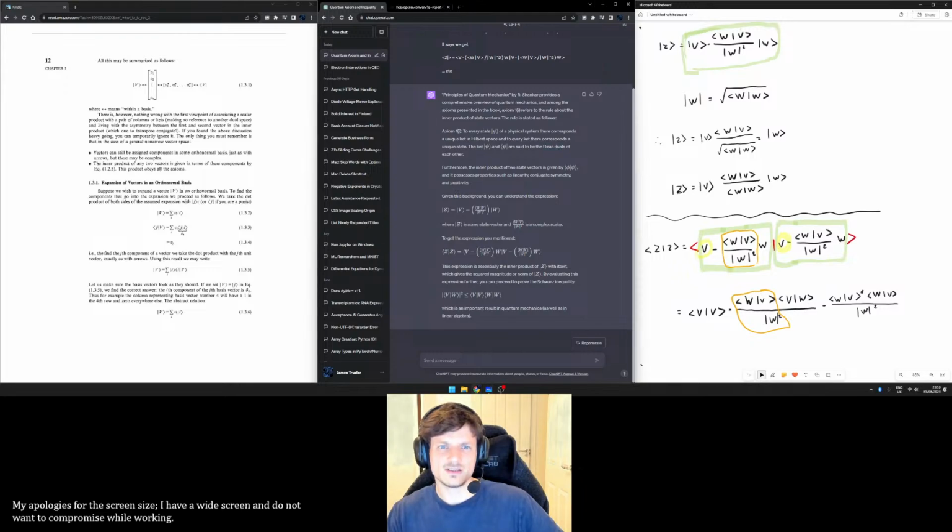Now this says, axiom 1I: to every state of a physical system there corresponds a unique ket in Hilbert space, and to every ket there corresponds a unique state. The ket and bra are said to be the Dirac duals of each other. Furthermore, the inner product of two state vectors is given by that, and it possesses properties such as, yep, we know this. Given this background, you can understand the expression that, yep, where z is some state vector and w is a complex scalar. To get the expression you mentioned, this expression is essentially the inner product of z with itself, which gives the squared magnitude or norm of z.